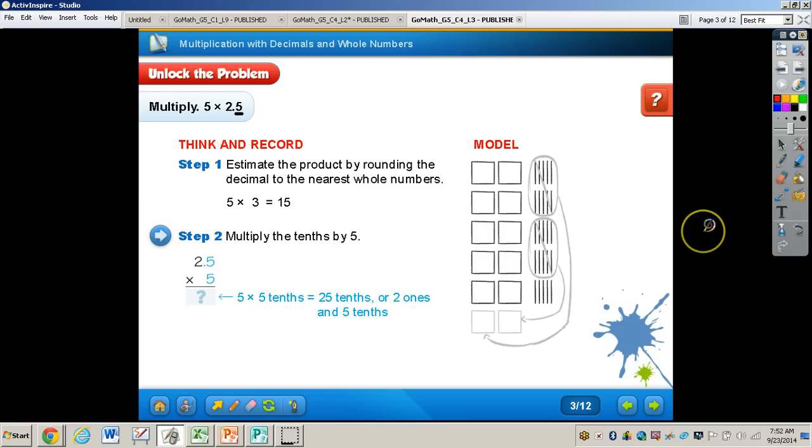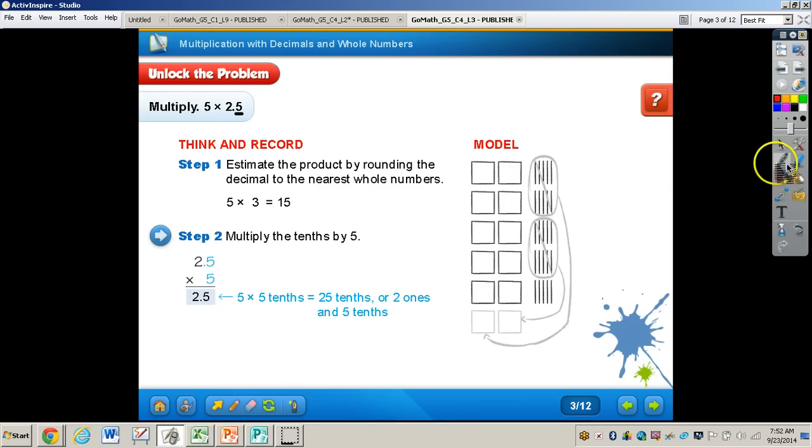Okay, now for step 2, we can multiply 2 5/10 by 5. Okay, so for the first step, what we can do is multiply the tenths by 5. In other words, 5 times 5. Okay, 5 times 5 gives us 25 tenths, or 2 1s and 5 tenths.